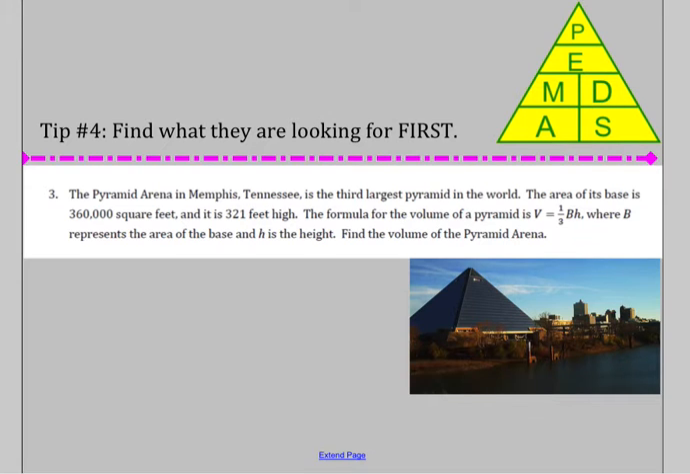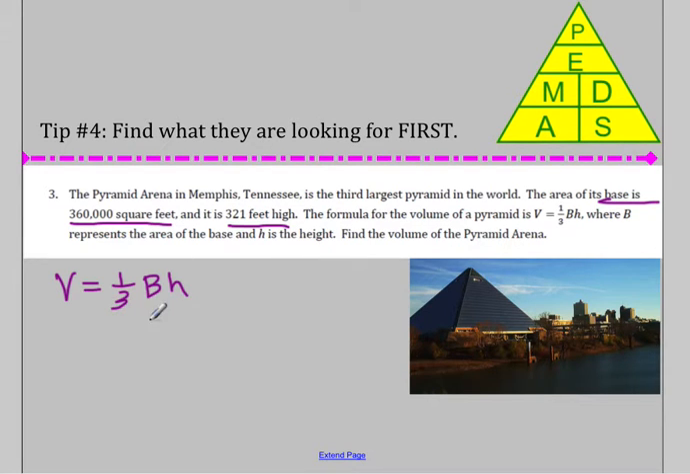So this one is a word problem. The tip number 4 says find what you are looking for first. All right, so let's read it. The Pyramid Arena in Memphis, Tennessee is the 3rd largest pyramid in the world. The area of its base is, I'm going to underline that, 360,000 square feet, and it is 321 feet high. The formula for the volume of a pyramid is, I'm going to write that down, 1/3 capital B times H, where B represents the area of the base and H is the height. Find the volume of the pyramid arena.